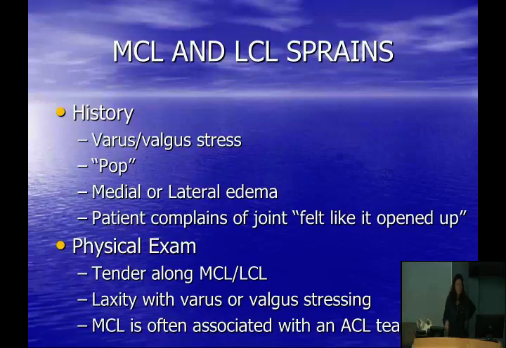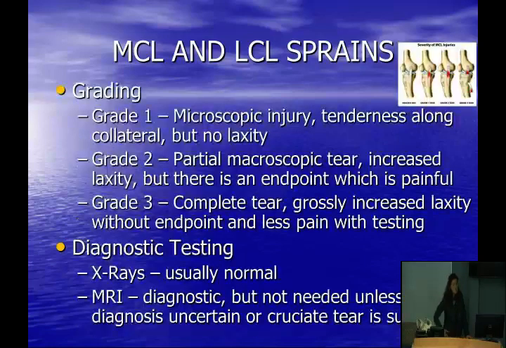Don't forget the MCL is also associated with ACL. They're in that gang, a group of ACL, medial meniscus, MCL. They all like to hang out together and get hurt together. So we grade MCL and LCL sprains as grade 1, grade 2, grade 3. Grade 1 is a minor strain. So they have microscopic injury to the ligament. They have tenderness along the collateral ligament. They don't have any laxity. The ligament's still extremely tight, but it's just tender, okay?